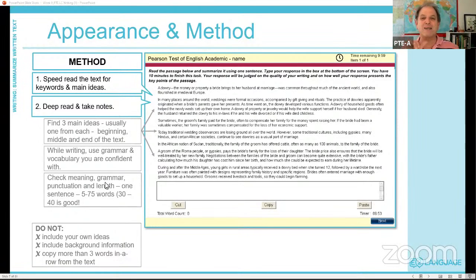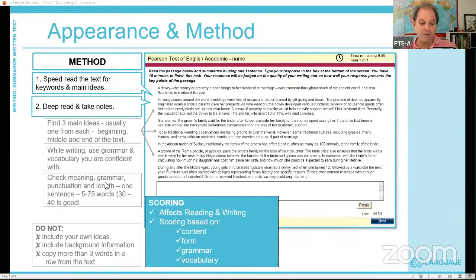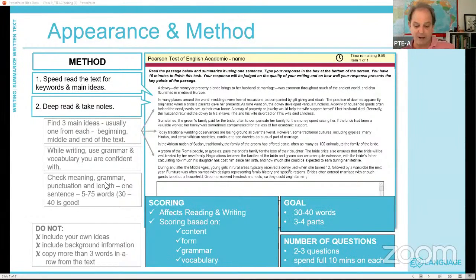If you're writing 3 words from the text, try to change them after 3 words so that they become your words and not a complete copy of the text. This affects your reading and writing score. You'll be marked on content, the words you use, form, the structure of your sentence, grammar, and vocabulary. The sentence is 30 to 40 words long, of 3 to 4 parts. Remember your notes, 3 to 4 notes, 3 to 4 parts on the screen afterwards as part of your sentence.